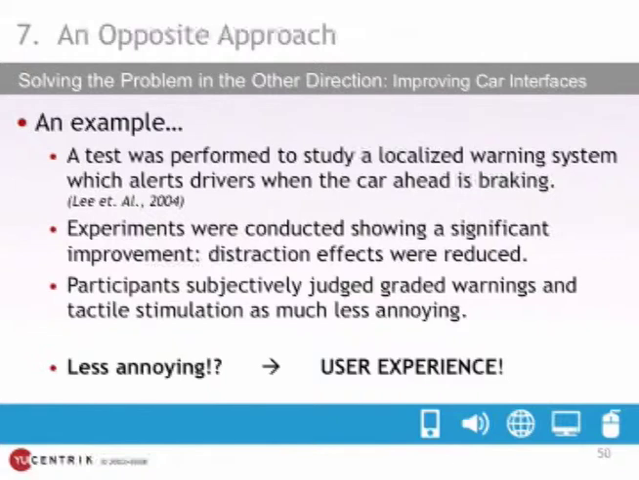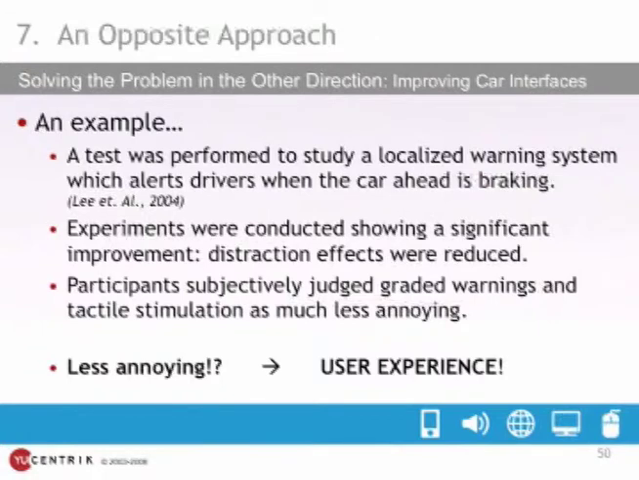So if you're driving along like the dude was, and you're reaching for your cigarette, which you dropped between your legs, but then someone is braking in front of you, the alarm would go off, and you would look up and realize the car's there and you would hit the brakes. And so when they did these experiments, it actually showed a significant improvement, so it worked.